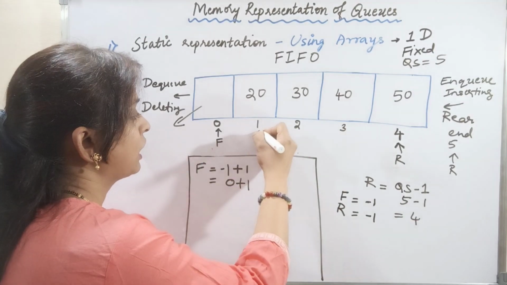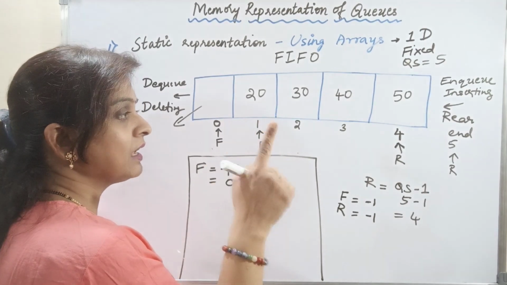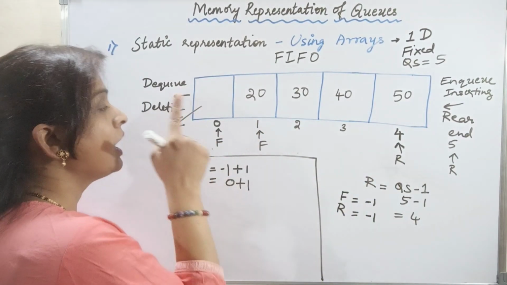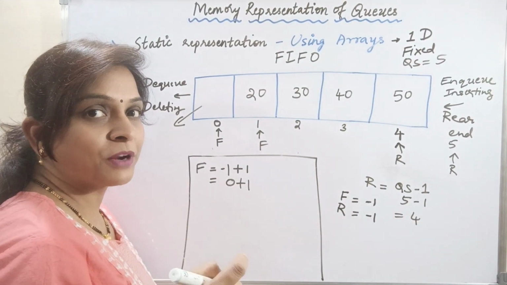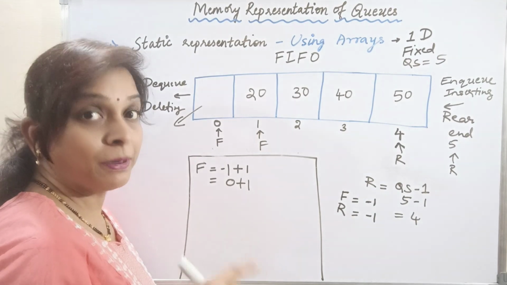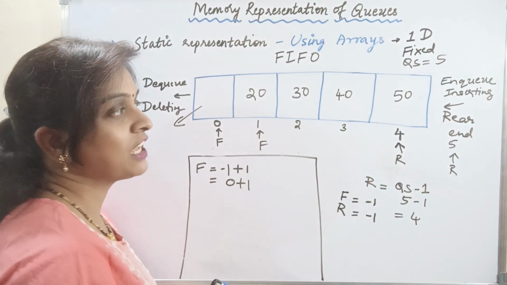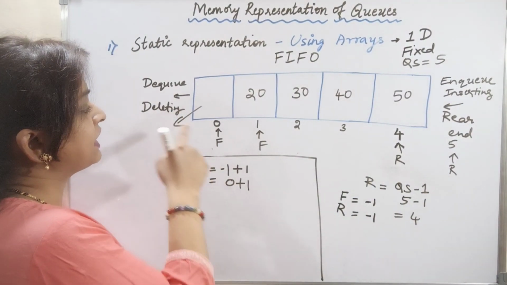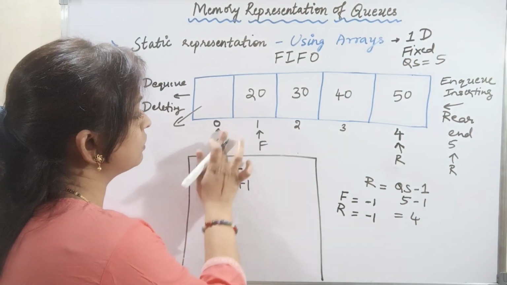So it is 1. Now see, for NQ I incremented the rear pointer. For DQ I am incrementing the front pointer. For both operations, incrementation only, but different pointers. For NQ, that is for inserting, we increase the rear pointer. For DQ, that is for deleting, we increase the front pointer. So 0 plus 1, now it is pointing to 1.